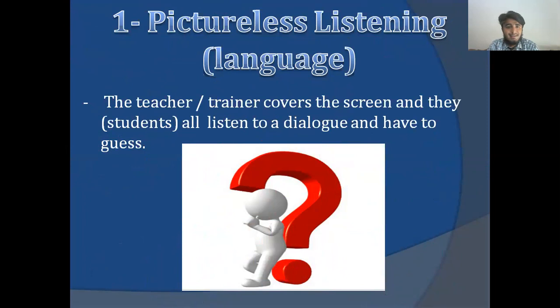Pictureless listening with language: the teacher or the trainer covers the screen and the students must listen to a dialogue. For example, in a classroom with a formal setting, the teacher comes in the class, plays a laptop or the screen, covers the screen and asks the students, "What is this? What is that kind of language?" The students will guess, "What is happening?" That's called pictureless listening with language, means with dialogues. And he will guess and give the answer.